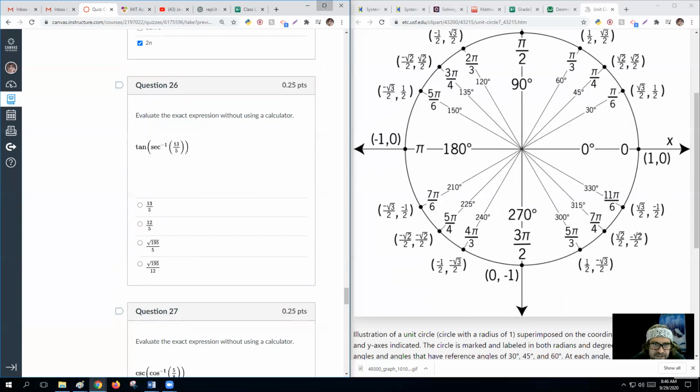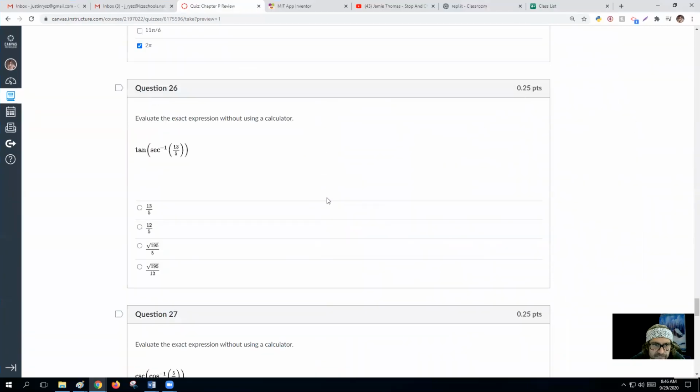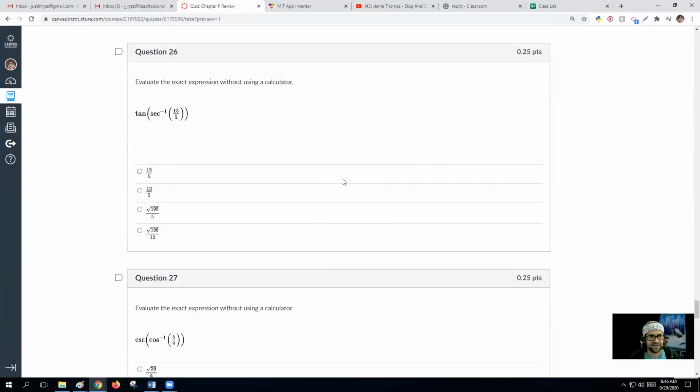Okay, now we're getting to the fun stuff towards the end here. All right, find the tan of the secant inverse of 13 over 5. Okay, so let's use a right triangle here to help us out. Secant is the hypotenuse over the adjacent, so it'd be 13 over 5. Tangent is opposite over adjacent, so we do need to figure out this opposite side here.